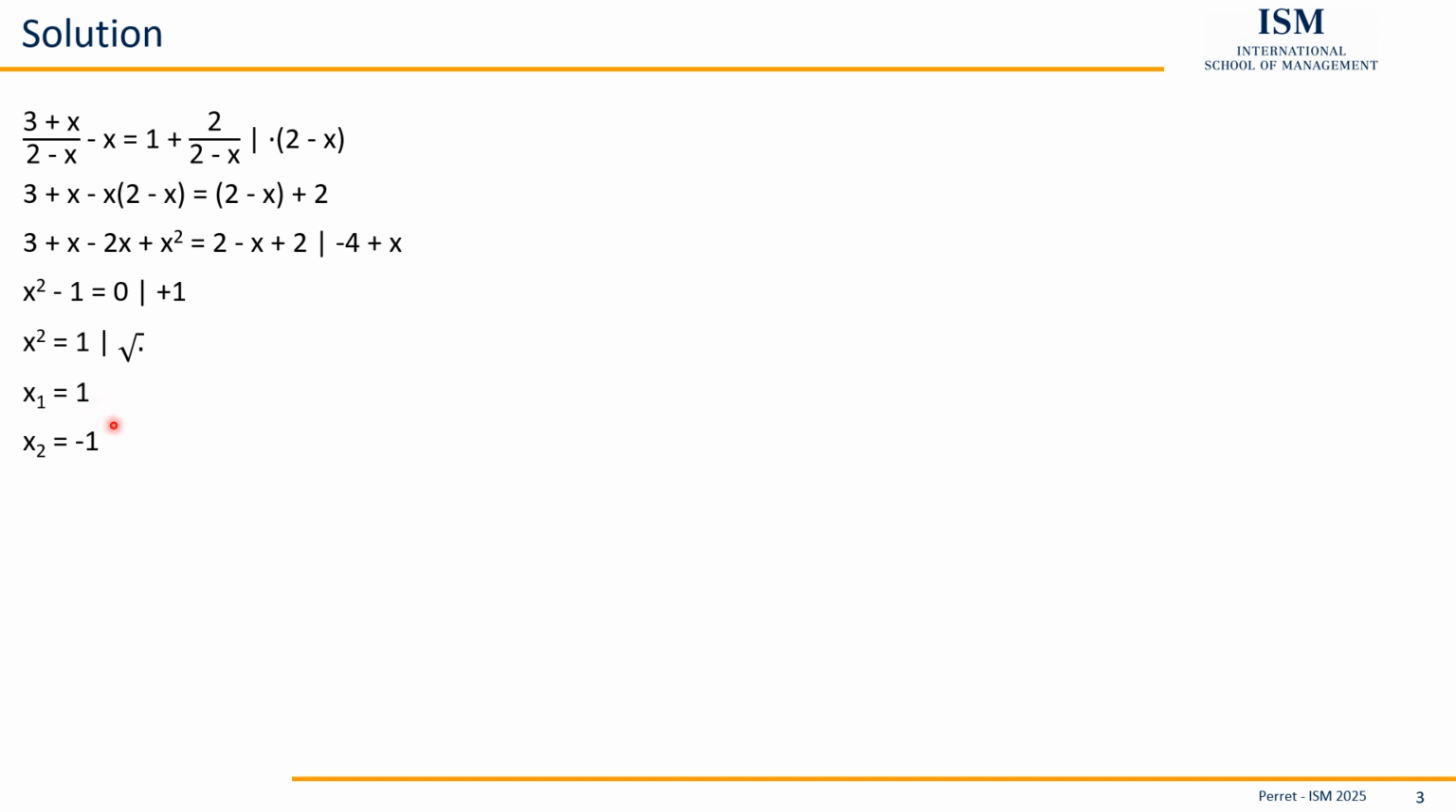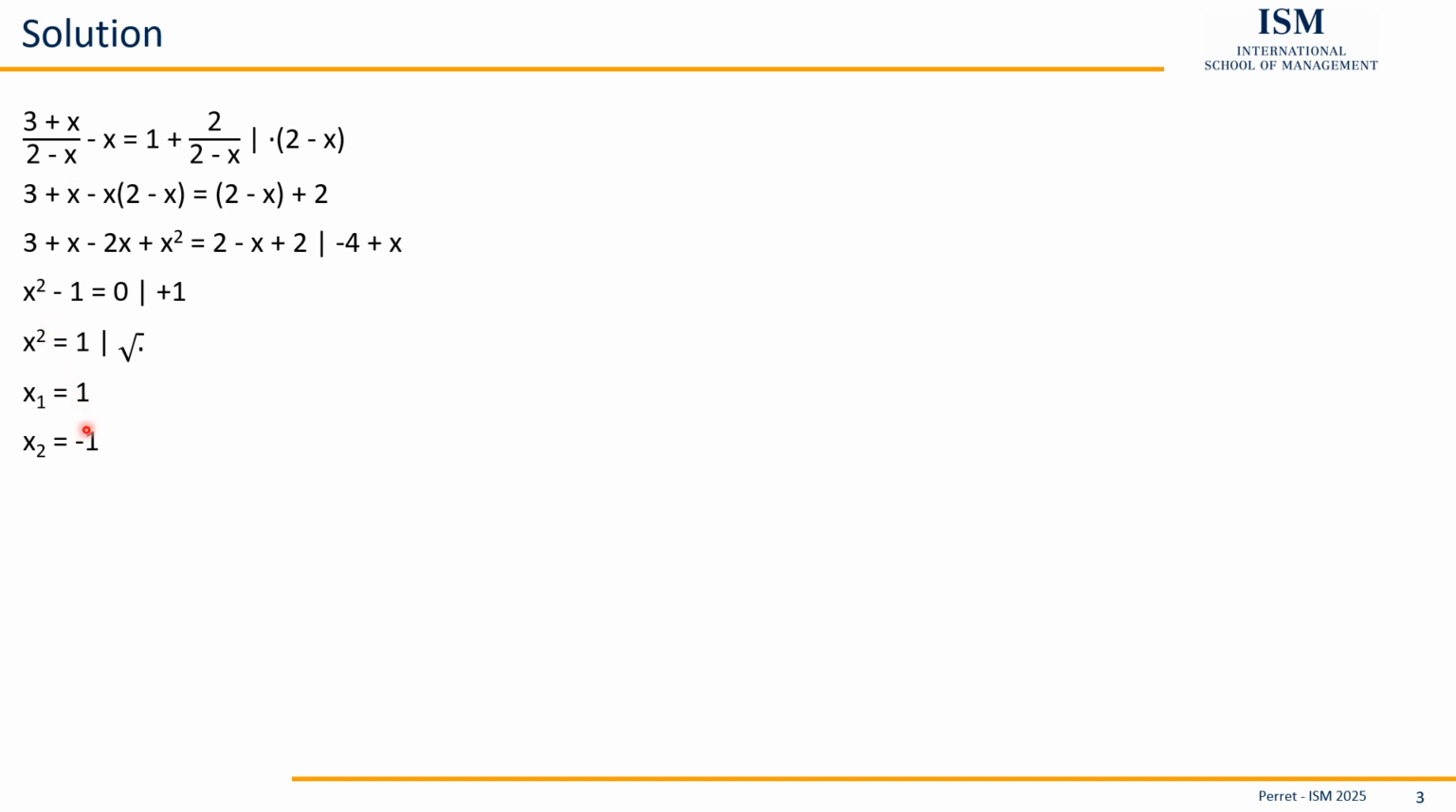But I have to check whether those solutions are actually feasible. What do I mean by feasibility? Well, I'm not allowed to divide by 0. So I have to check if when I insert these two values into this equation, the denominators would get to 0. Well, I can either insert both of them or I take a critical look at the denominators and I see they only get to 0 if x would be 2.